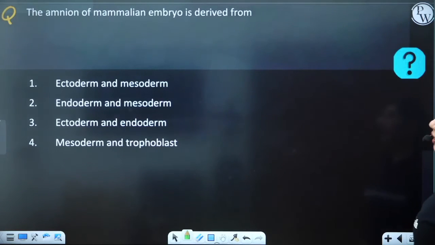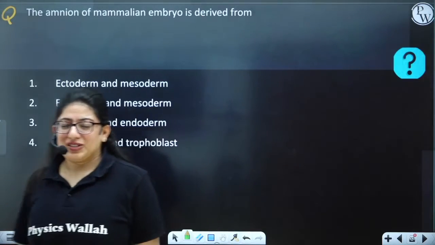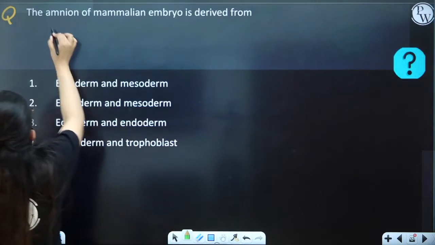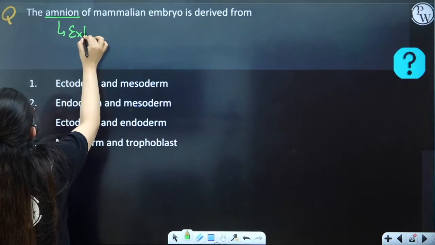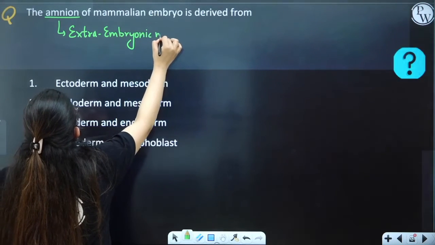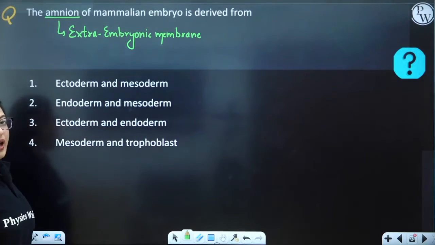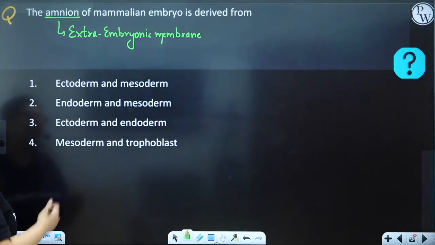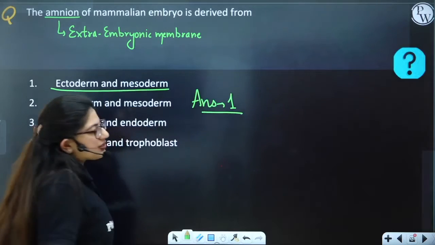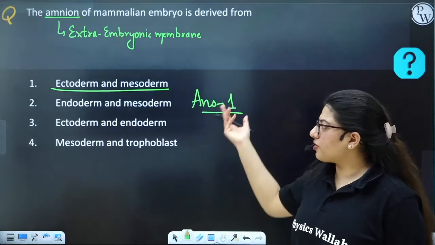Next, the amnion of mammalian embryo is derived from. Aha, that's my favorite question. So we have done extraembryonic membranes, guys. So amnion is a type of extraembryonic membrane. So that is derived from ectoderm as well as mesoderm. So you have to just remember it. And that's answer 1. All right, simple. So yeah, there are some things you need to memorize, guys. So first is the correct answer.